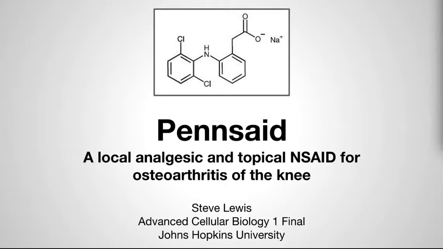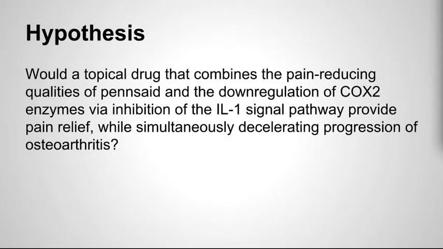So before we jump too far into giving you the background on Pennsaid and its mechanisms of action, I want to tell you right up front what my hypothesis is. Would a topical drug that combines the pain-reducing qualities of Pennsaid and the downregulation of COX-2 enzymes via inhibition of the interleukin-1 signal pathway provide pain relief while simultaneously decelerating progression of osteoarthritis? Wow, that is a lot.